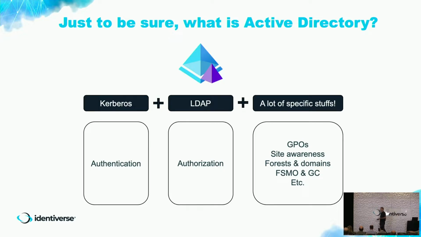We are talking here about the GPOs. We are talking about site awareness. We are talking about global catalogs. We are talking about the forest and domain concept. And for sure, this third piece is the most important to understand if you want to cut AD.